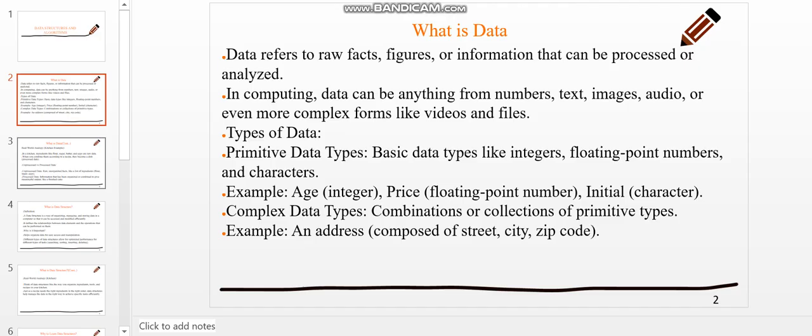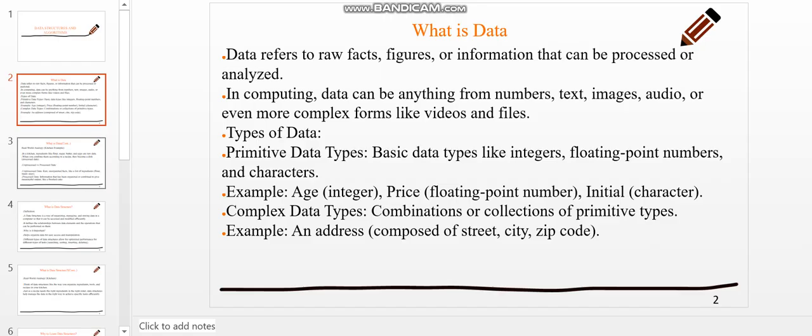So now in computing, we are having some real world examples, or rather we are having some different types of data. First of all, we are having primitive data types and the other type is non-primitive data types. So what is primitive data types?